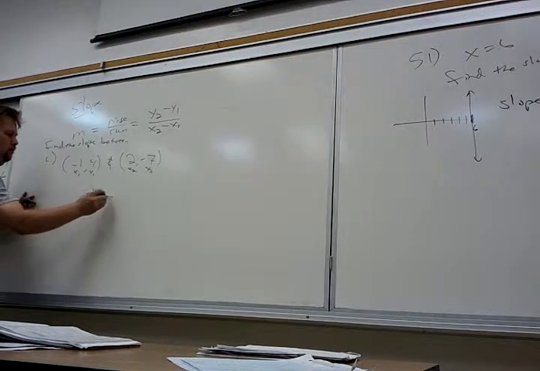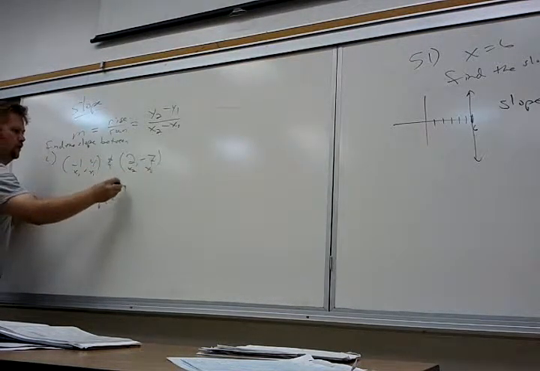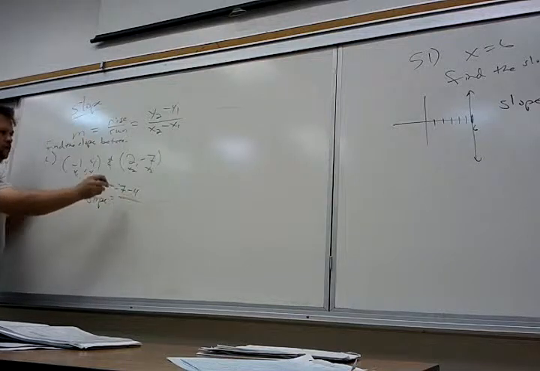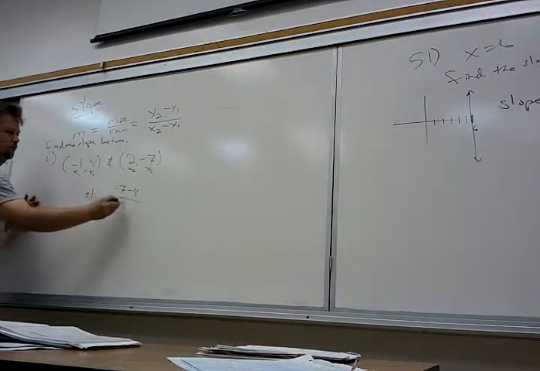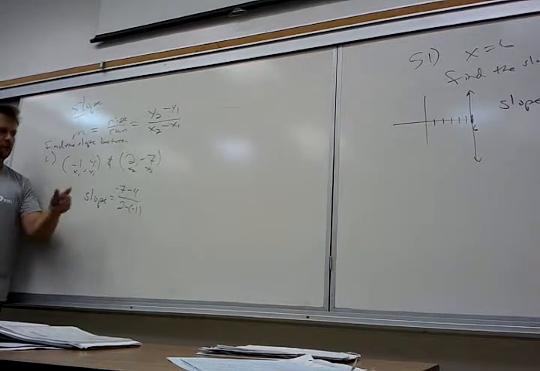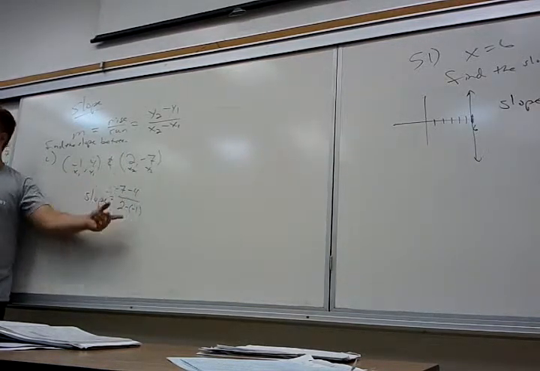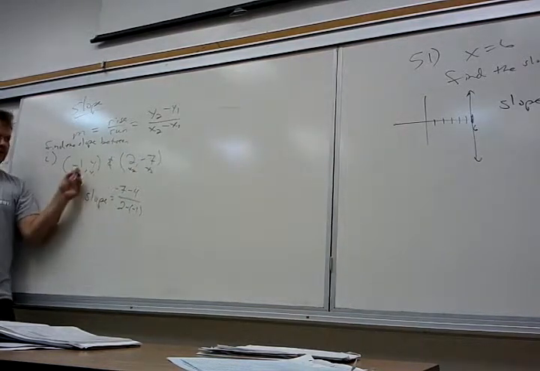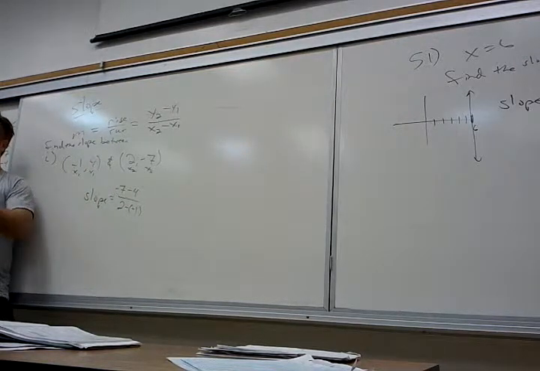Slope will then be y2 minus y1, -7 minus 4, over x2 minus x1, 2 minus -1. The big mistake I always see is people mixing up where the x's and y's go. Somebody will do -7 minus -1. Well, now you're mixing your y's and x's. They don't do that, right?